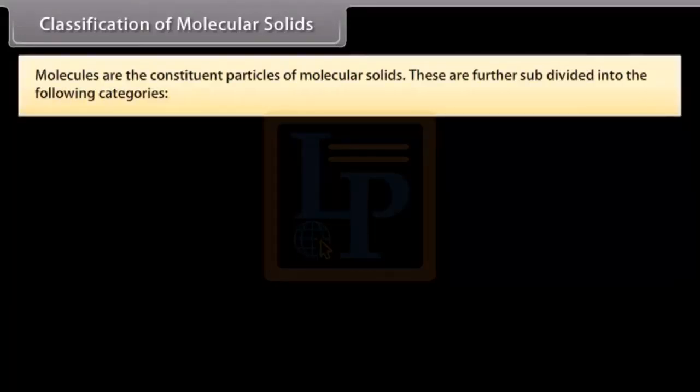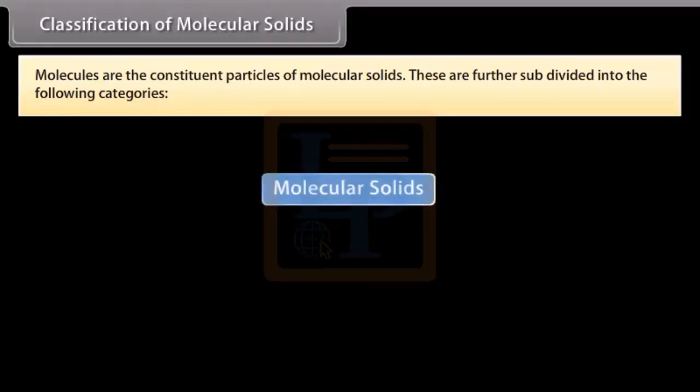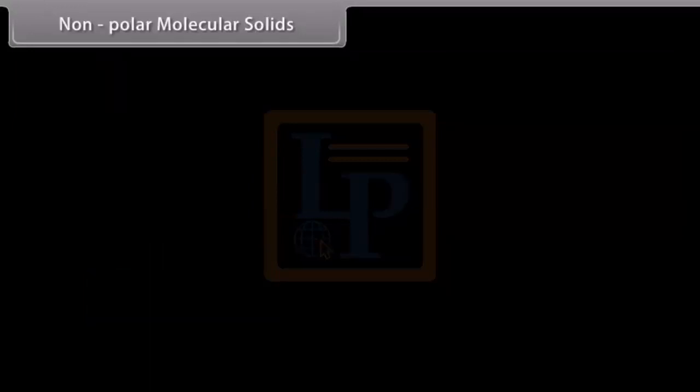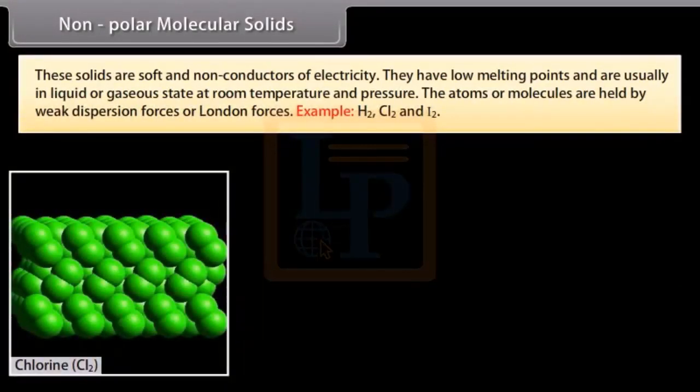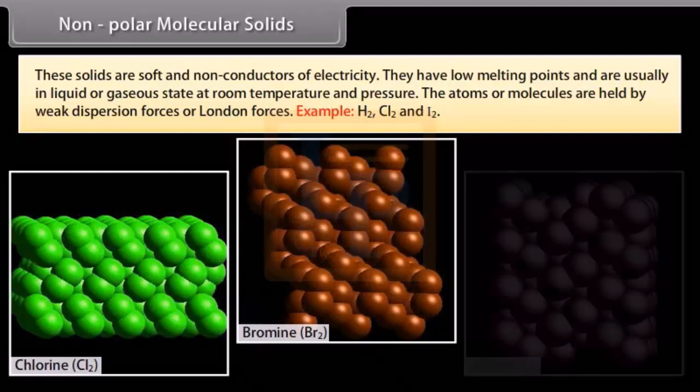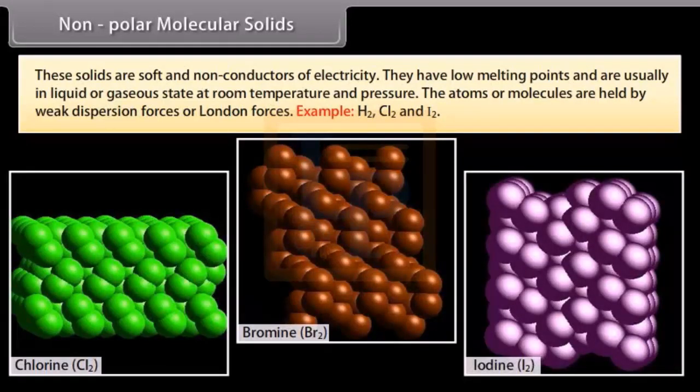Classification of molecular solids. Molecules are the constituent particles of molecular solids. These are further subdivided into the following categories. Nonpolar molecular solids. These solids are soft and non-conductors of electricity. They have low melting points and are usually in liquid or gaseous state at room temperature and pressure. The atoms or molecules are held by weak dispersion forces or London forces. Examples: H2, Cl2 and I2.